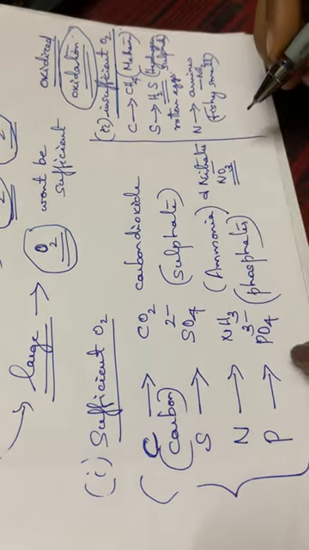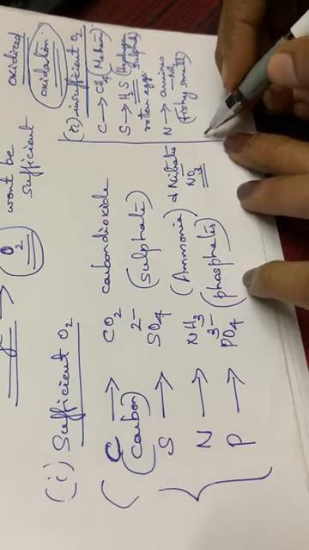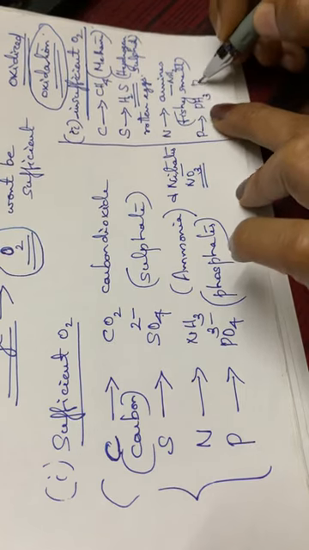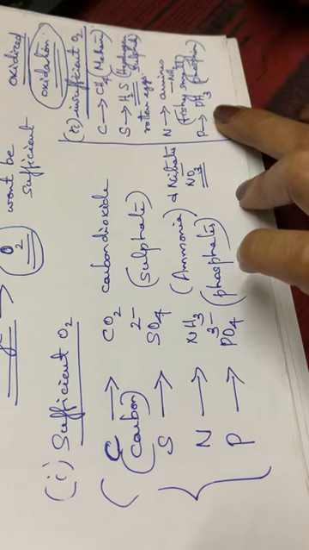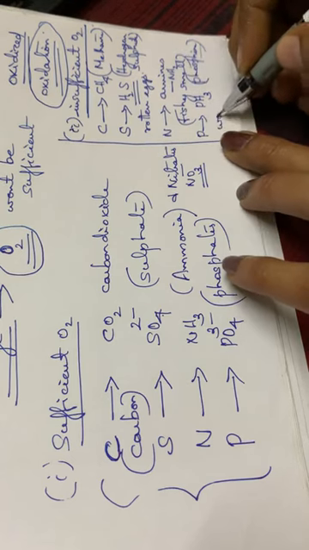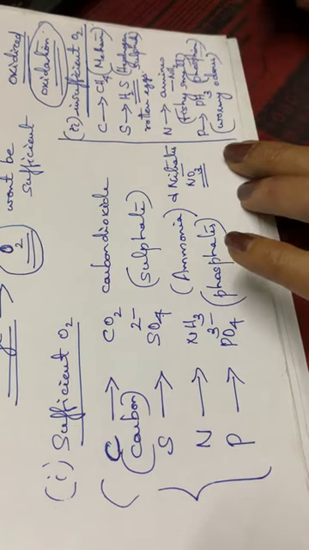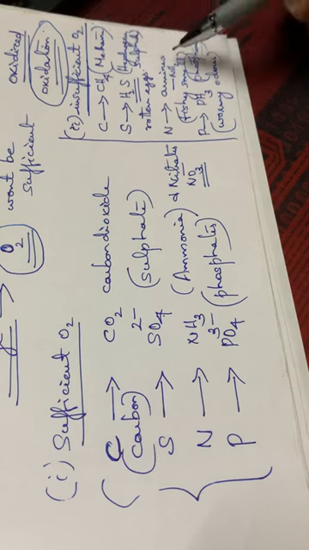Then the next one, phosphorus. Here it is converted to phosphate, but if insufficient oxygen is there, this phosphorus will be converted to phosphine, that is PH3. So this phosphine has got a wormy odor. See the difference between the two cases? If sufficient oxygen is there, no problem. But if insufficient oxygen is there, the compound so formed will be having a very high offensive smell.